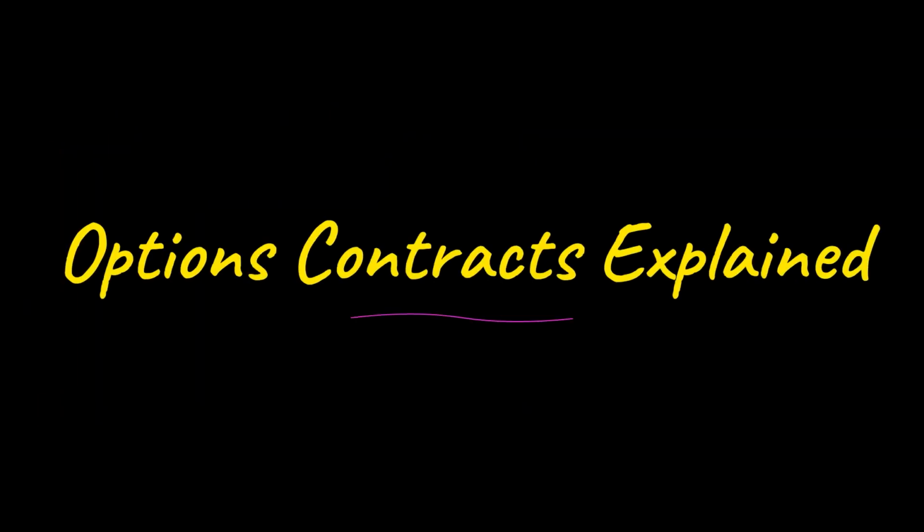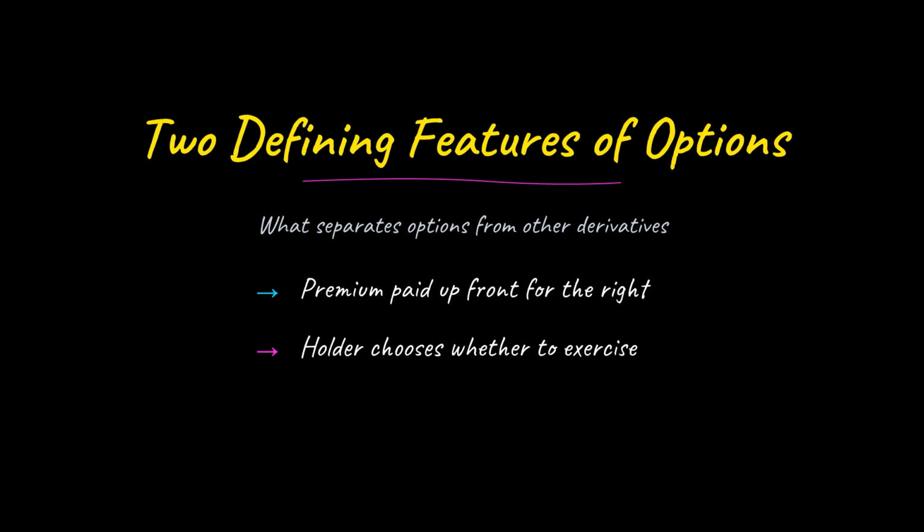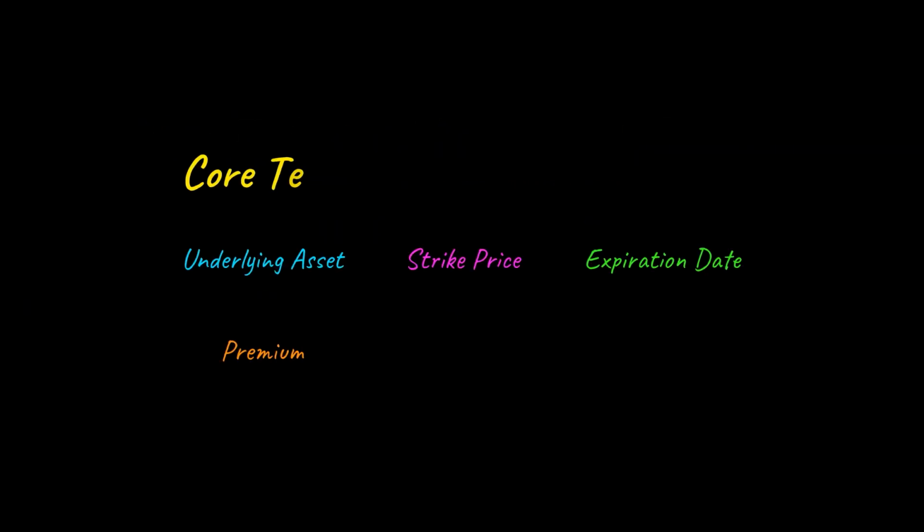Options are a type of derivative that give the holder a right without imposing an obligation. Understanding what makes them unique comes down to a few key features and terms that define how they work. Two features make options distinctive. First, the holder pays a premium upfront to acquire the right embedded in the contract. Second, the holder is never forced to act. They can simply let the contract expire, losing only the premium already paid.